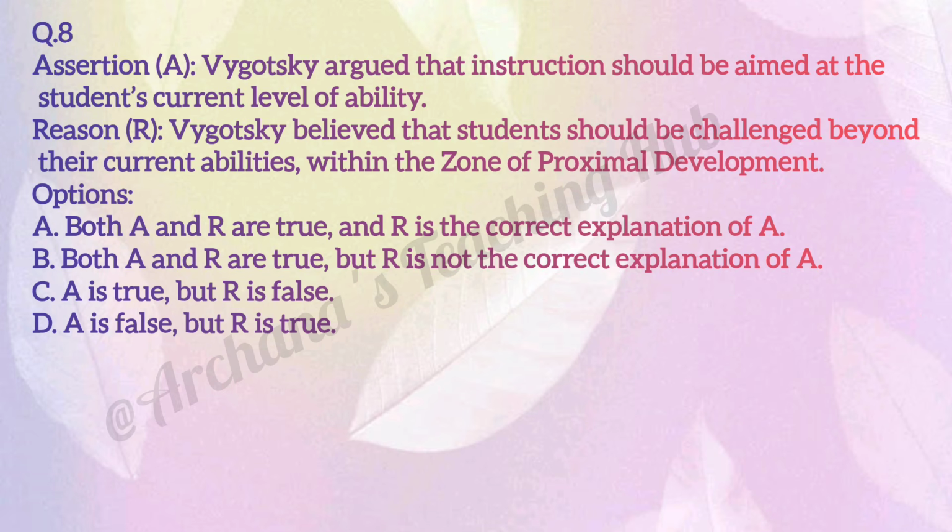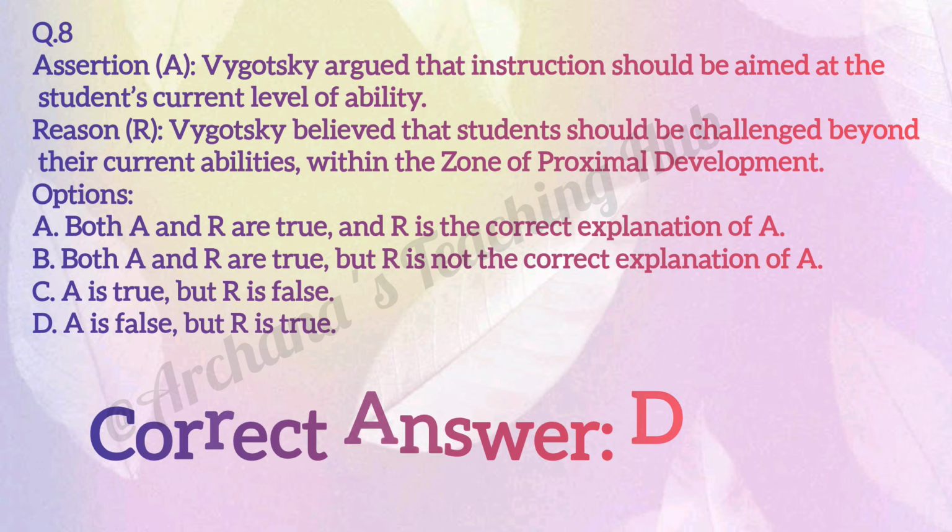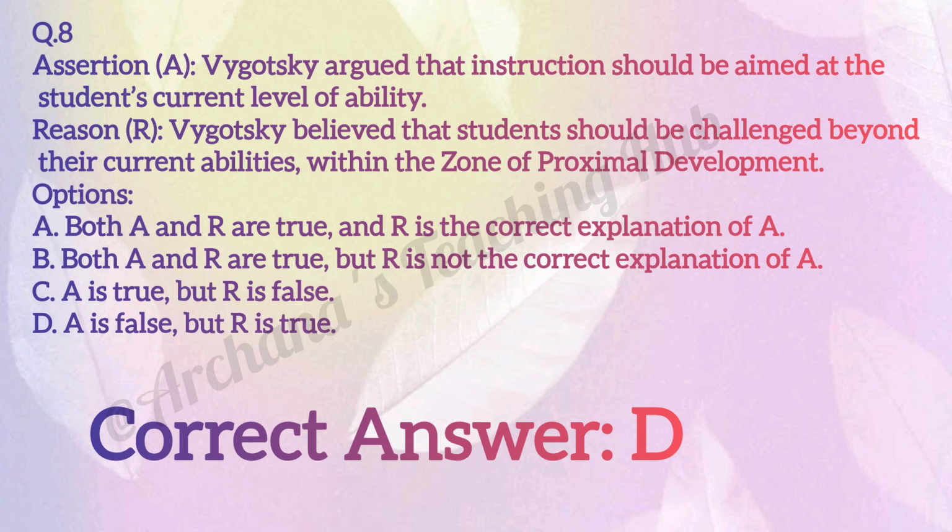Question number 8. Assertion A: Vygotsky argued that instruction should be aimed at the student's current level of ability. Reason: Vygotsky believed that students should be challenged beyond their current abilities within the zone of proximal development. Correct answer is option D. A is false but R is true. Teaching should target the ZPD, not just current ability.